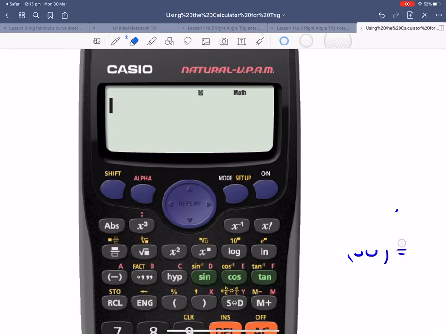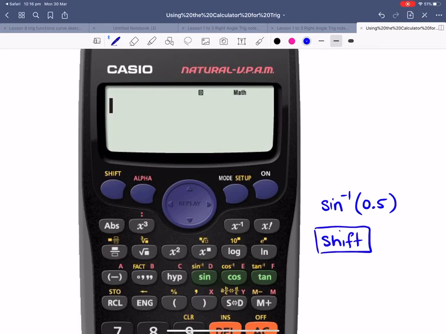But sometimes you'll be asking questions where you'll be asked to evaluate, say, the inverse sine, which will look like this, of 0.5, for example. So if you want to do that on your calculator, you're going to have to find the shift button. Hit that first because we want to use the function that is up above the sine button. So we'll do shift and then your sine button. Then type in your 0.5 and then your equals button. Okay, so they're the new buttons that you'll be using, the sine, the cosine and the tangent button.